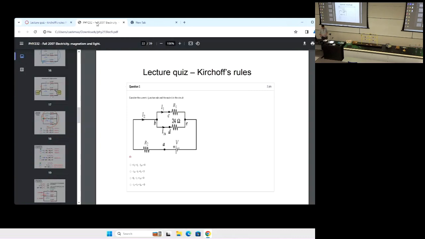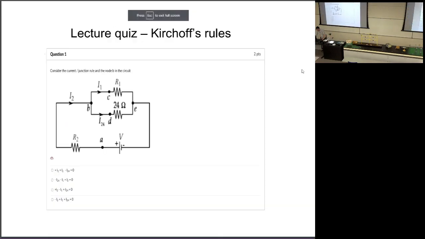We've got a circuit in this particular problem, and we're asked to apply, let me make this bigger, Kirchhoff's current rule to this circuit. In particular, I'm asking you to apply the current rule at the node, remember that's a junction, at node B. Here's node B. This is a node where this left-hand wire is split into two, into an upper and a lower path. The currents going in and going out are labeled.